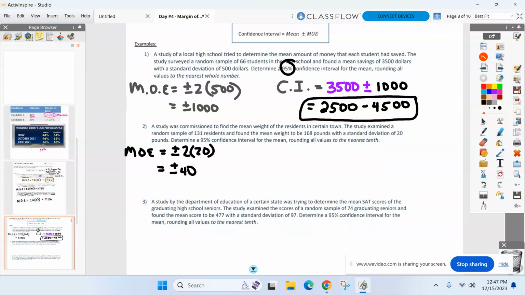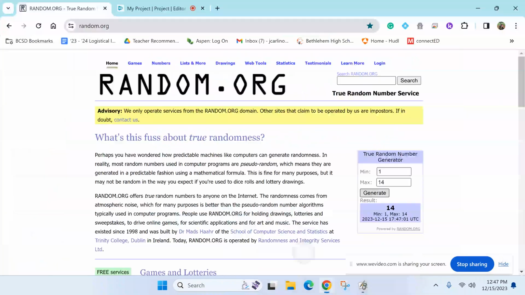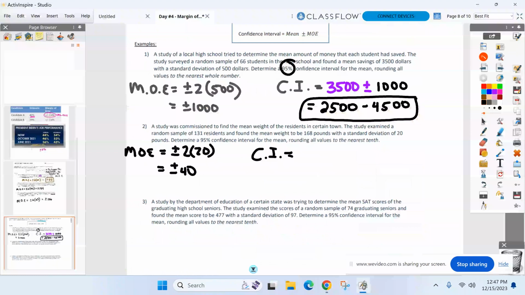Excellent. All right, how about my confidence interval now? I don't want to know what it is, just how you're calculating it. Okay, how are you going to calculate the confidence interval here? Drew, how are we going to calculate it? What numbers are you taking? 40 and 168, yep. Take the mean, add and subtract the margin of error.